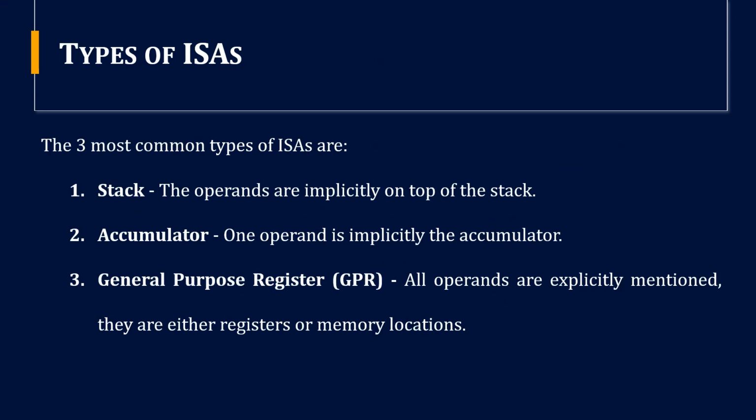Okay, now let's discuss the various types of instruction set architectures. The three most common types of instruction set architectures are stack, accumulator, and general purpose register. In the case of stack, the operands are implicitly on the top of the stack. In the case of accumulator, one of the operands is implicitly the accumulator. GPR, or the general purpose register: in this case, all the operands are explicitly mentioned and they are either registers or memory locations.